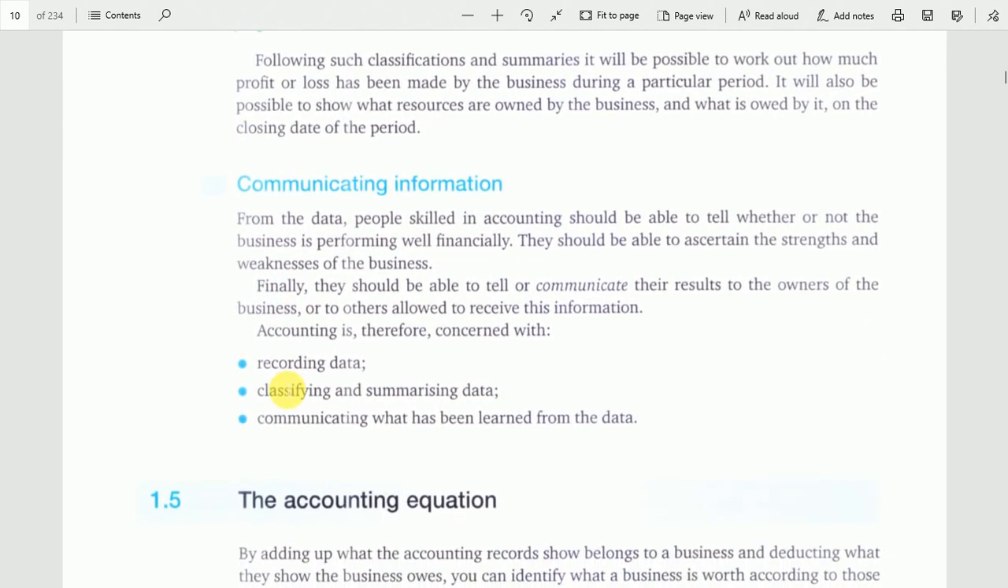In communicating information, you need to evaluate which information is useful for you, which information has substance, has an effect, or has a financial effect on your operations. So you need to communicate that information, compiled in the form of financial statements, to present to the stakeholders.